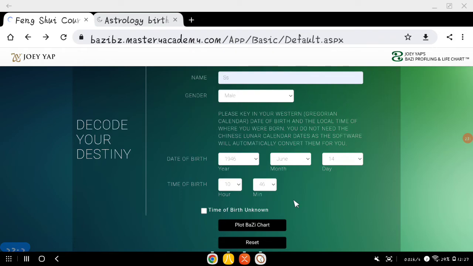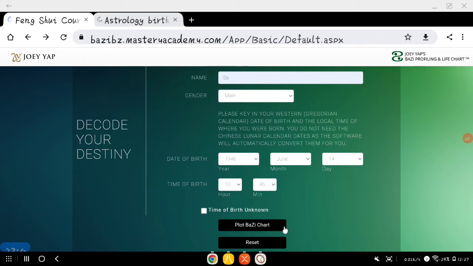So remember this, all the four pillars. When you plot the chart, you also need to check the solar time, because that's important. If you plot the chart incorrectly, the reading will also be affected. So the first step, the most important thing, is to check the solar time of your birth date and time.